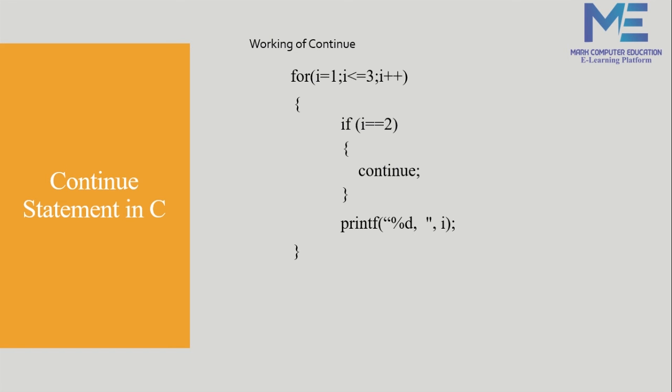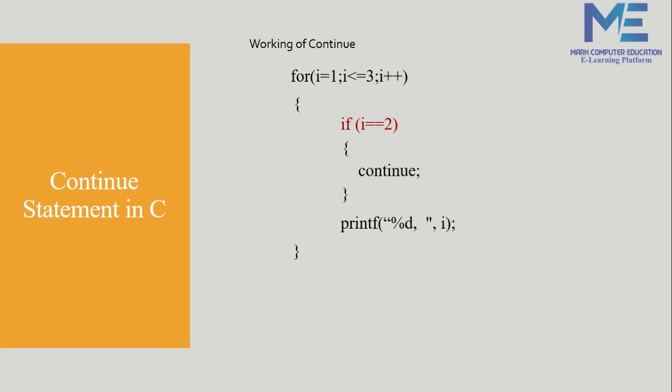continue. So the compiler will enter the loop and check my condition. Here I had given a condition i equals to 2. My value of i is now 1, so the condition will be false. It will not execute the if block. It will execute my for loop body, exit from the for loop and go to execute the loop again.